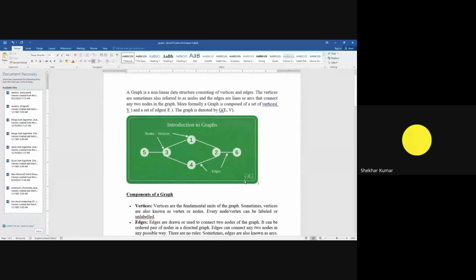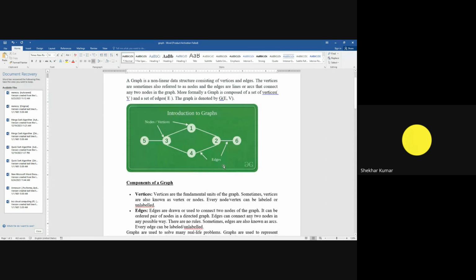So vertices are the fundamental unit of the graph. That is also called nodes. Sometimes every edge has a weight to connect with other nodes. The graphs may be either directed or undirected. If there is a direction given in the edge, then it is called a directed graph. Otherwise, it is called an undirected graph. In the figure, it is an undirected graph because there is no direction from one node to another node. So this is an undirected graph.